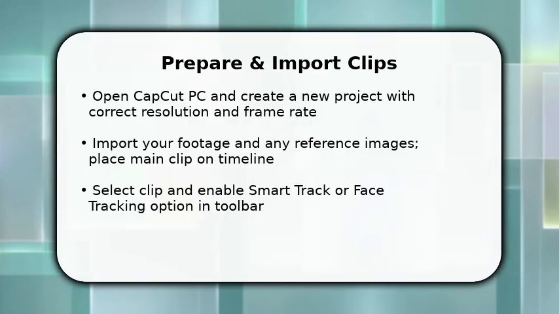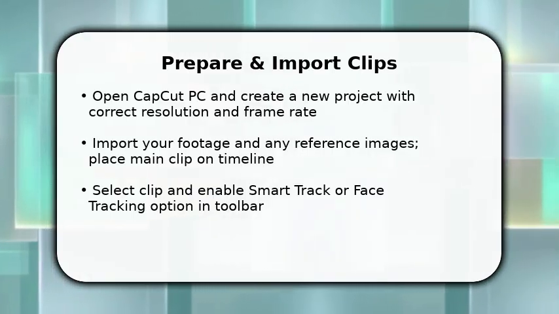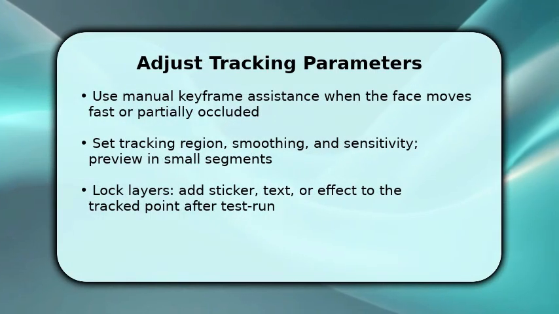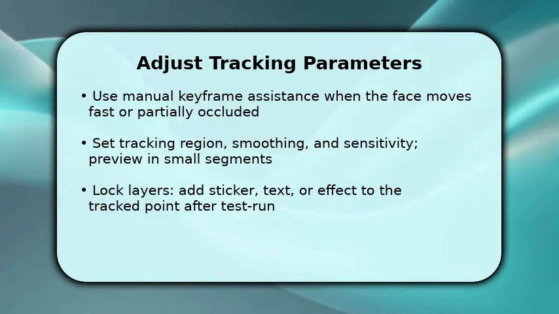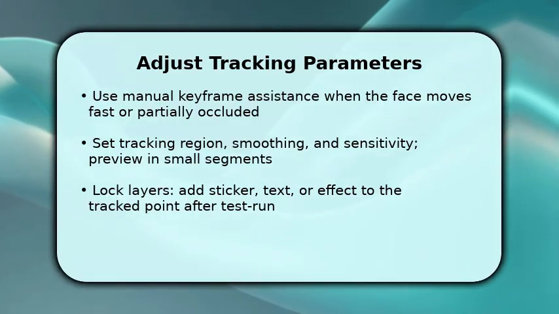Make sure the clip is trimmed to the section where the face is visible. This reduces processing time and improves detection reliability. Once the basic track is running, you need to refine parameters to avoid drift. Start by defining the tracking region around the face and choose a moderate smoothing value so motion looks natural.